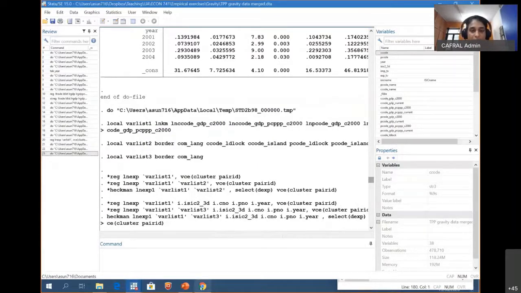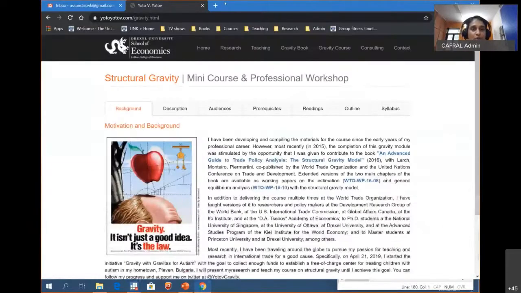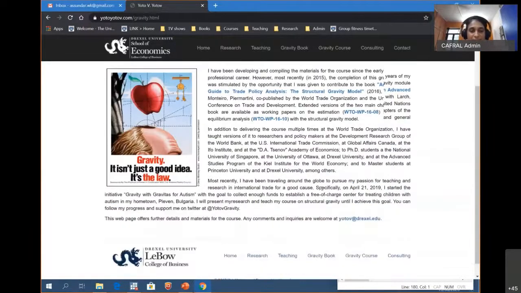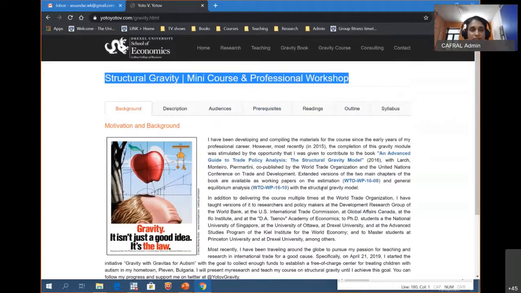One very important tip for those of you who are interested in gravity: Yoto Yotov, who is at Drexel, has this really amazing page on structural gravity estimation. And everything I talked to you about here, which was very quick, he actually explains really well. And he has a lot of papers and data that is freely available that talks about everything I talked about right now. How do you account for multilateral resistance? How do you account for selection? How do you run more augmented gravity models, right? So if you're interested in gravity and you want to use it to actually estimate something, then I encourage you to go to his webpage. It's Yoto Yotov, is the author. And it's all free stuff. You can just browse the site and you'll get info.